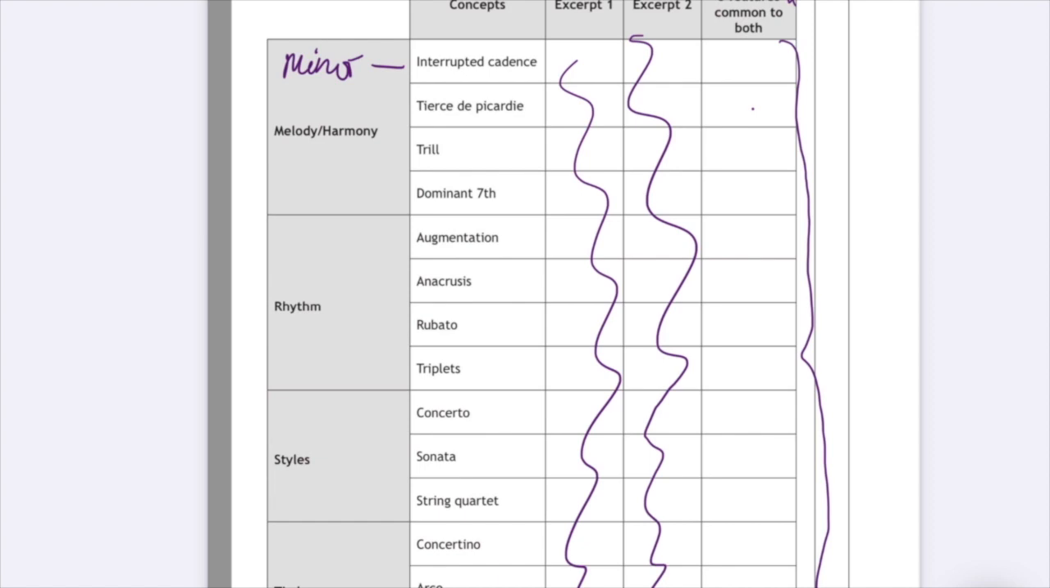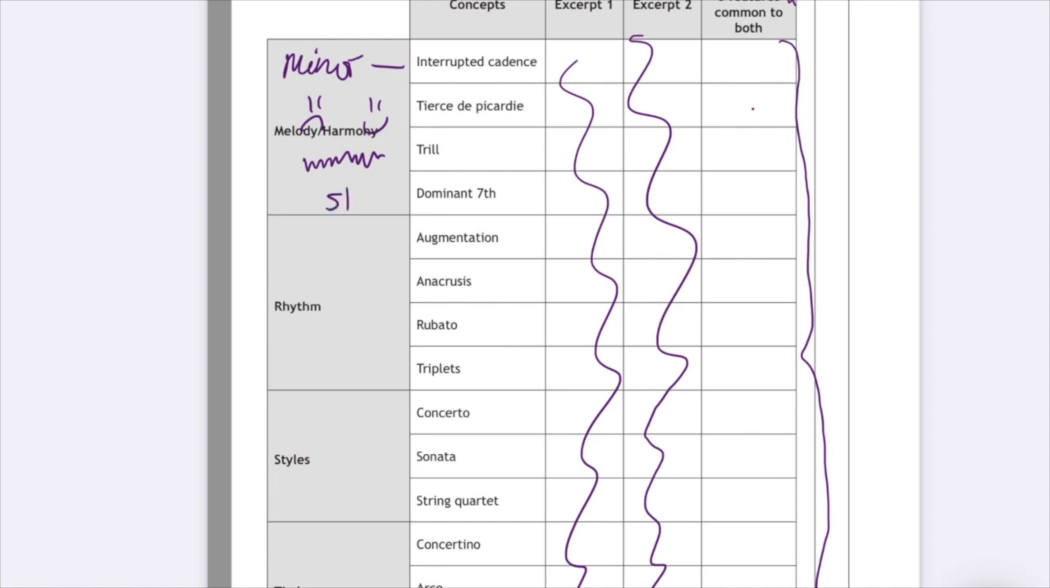If you're now resuming, I would say your hints and tips that would be useful for you to write down are: interrupted cadence finishes minor. Tierce de Picardie is minor the whole way through and then finishes on a major chord. Trill is your 2 notes swapping in really, really quickly, a little ornament. In class, we describe a dominant seventh as sounding strong or leaning onto the next note.